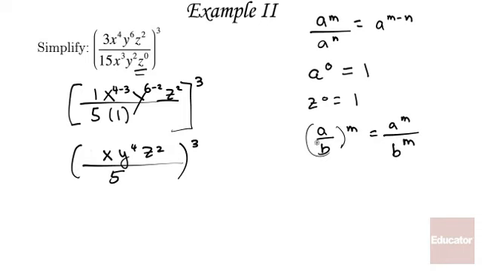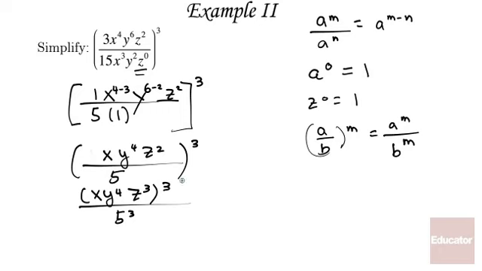Now I'm applying my rule. This tells me that what I have is the top, x, y to the 4th, z squared, all raised to the 3rd power. In the denominator, I have 5 to the 3rd power.